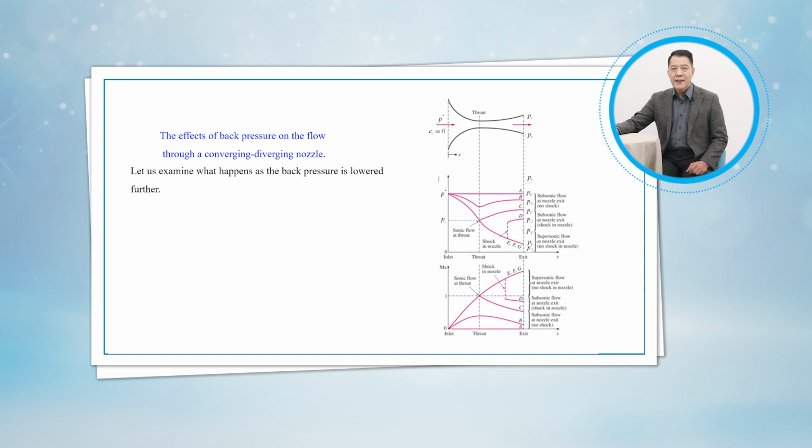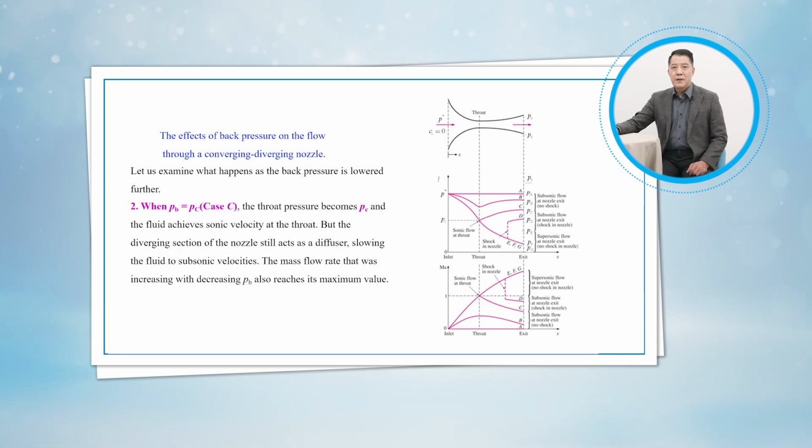Let's examine what happens as the back pressure is lowered further from that of case B. Now, let's look at case C, where we have lowered back pressure PB equals PC as shown in the figure. The throat pressure becomes PC and the fluid achieves sonic velocity at the throat, but the diverging section of the nozzle still acts as a diffuser, slowing the fluid to subsonic velocities.